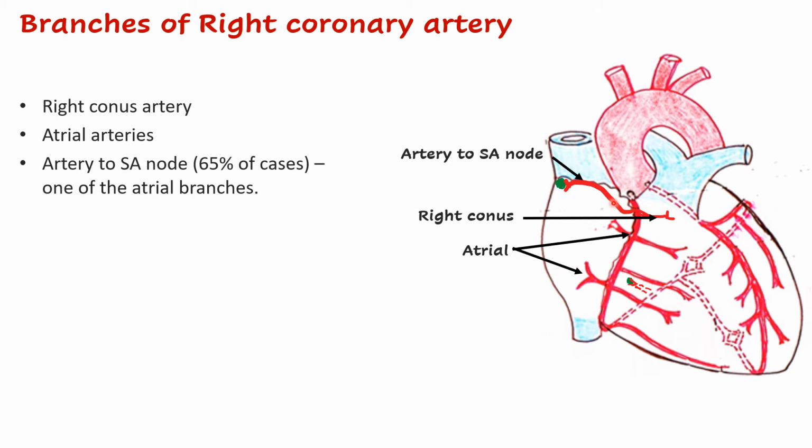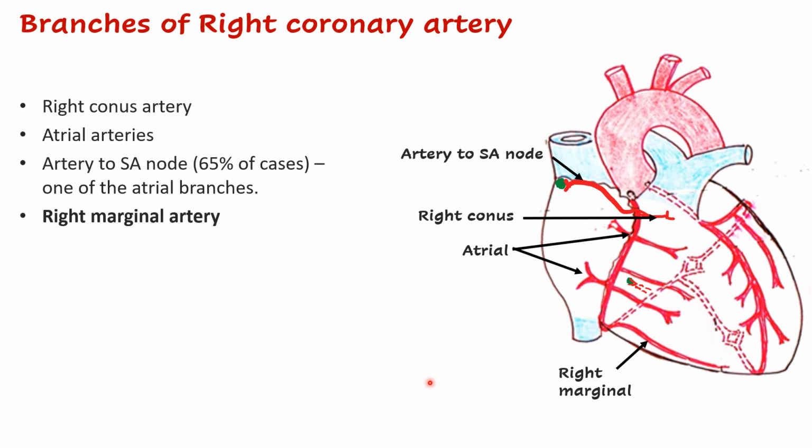So here we can see this branch is supplying the SA node, and we call this the artery to the SA node. This occurs in 65% of the cases. So in 65% of the cases, the artery to the SA node arises from the right coronary artery.